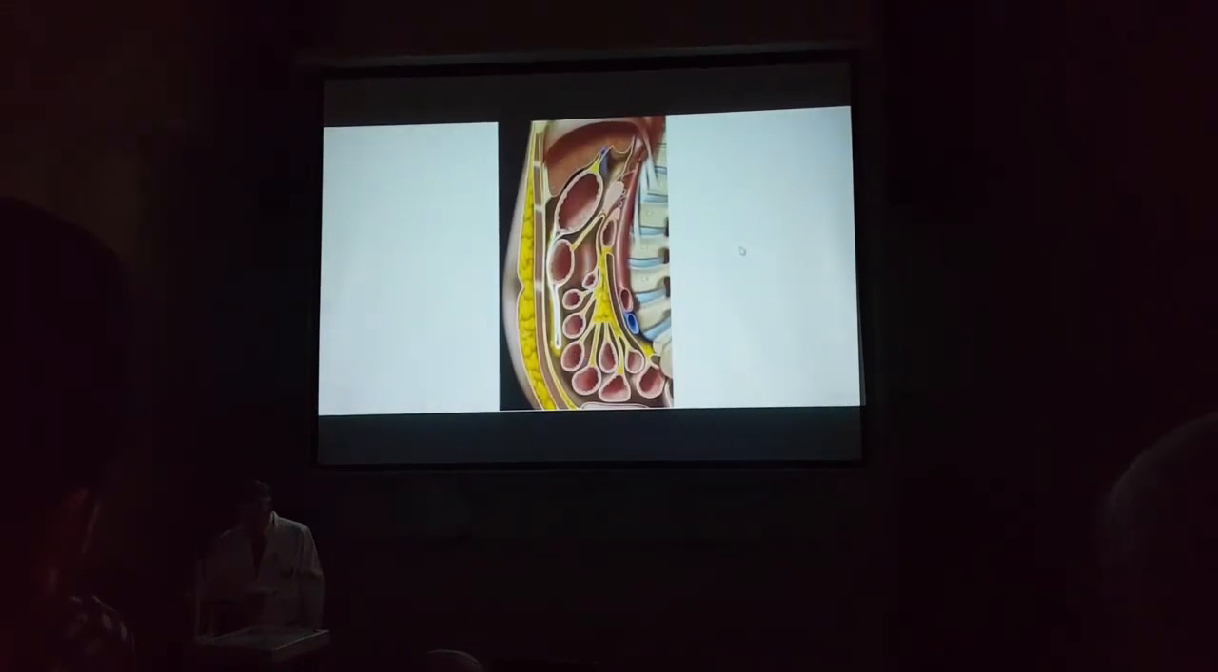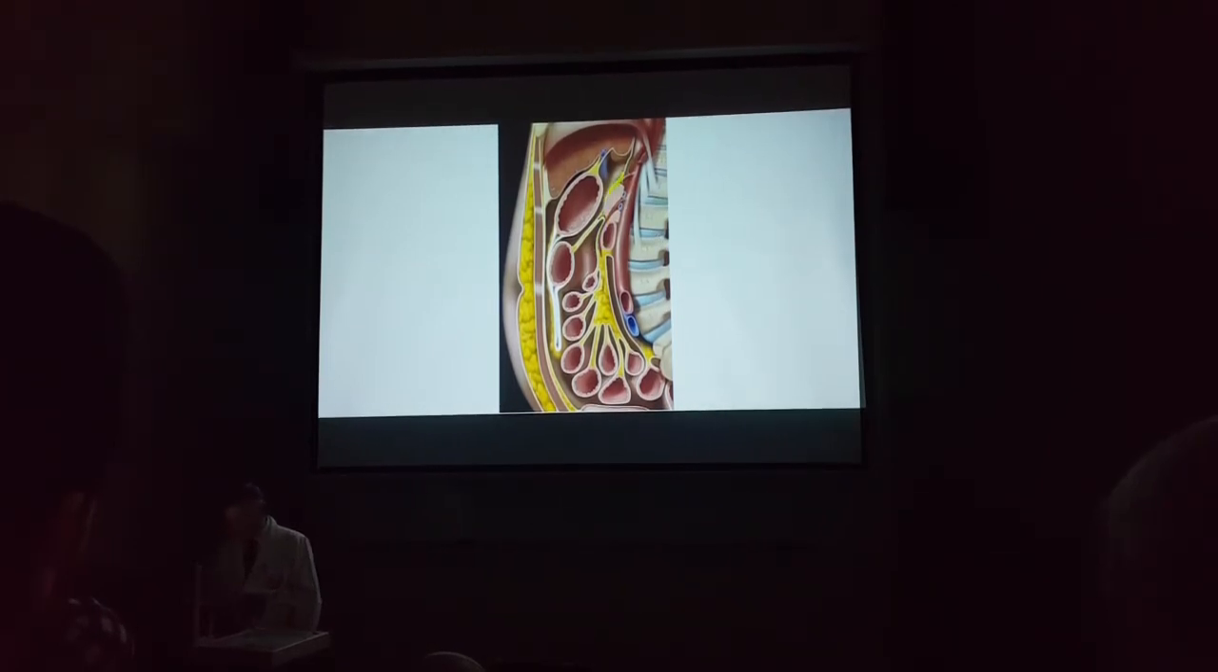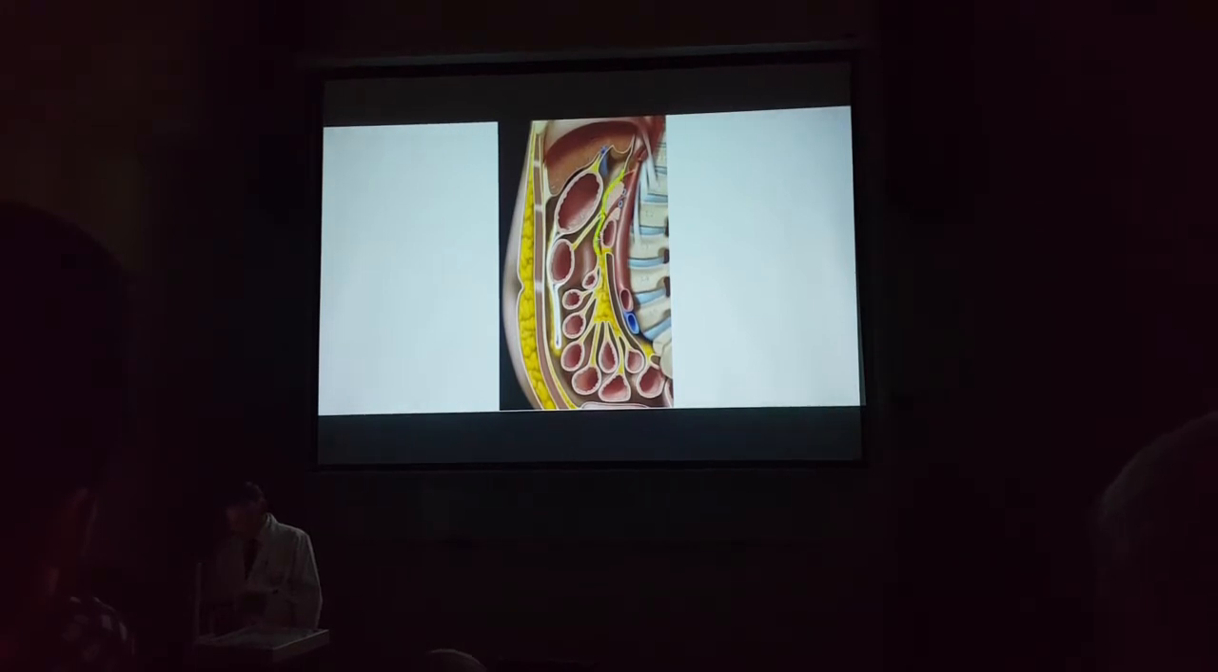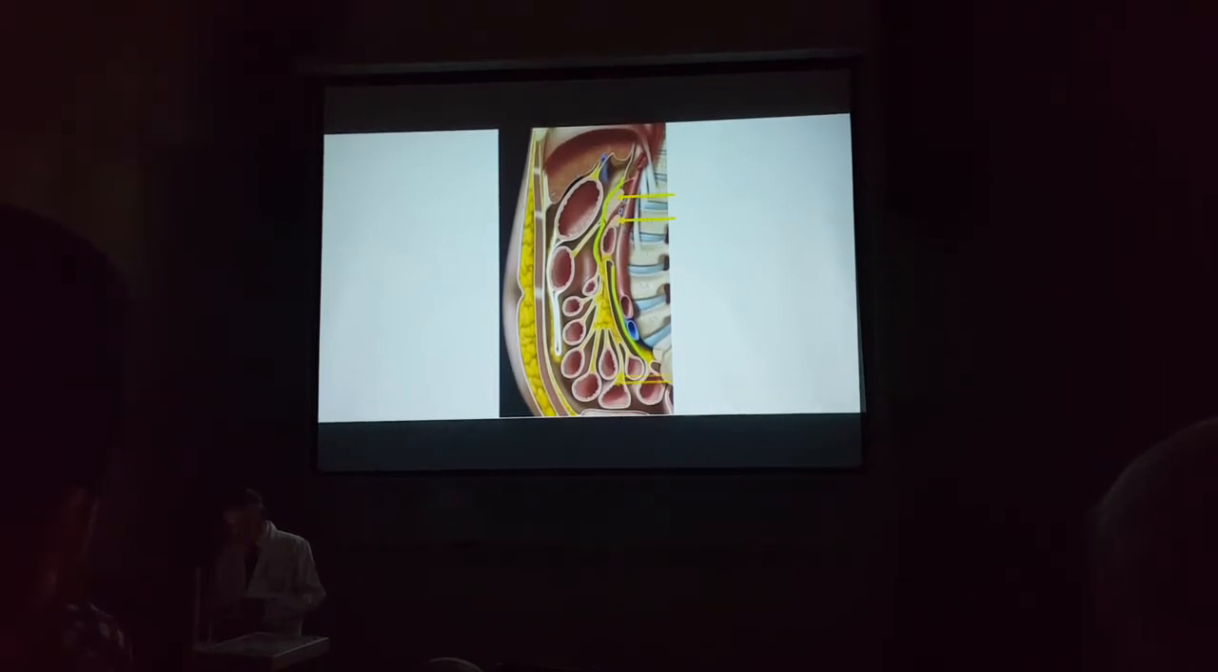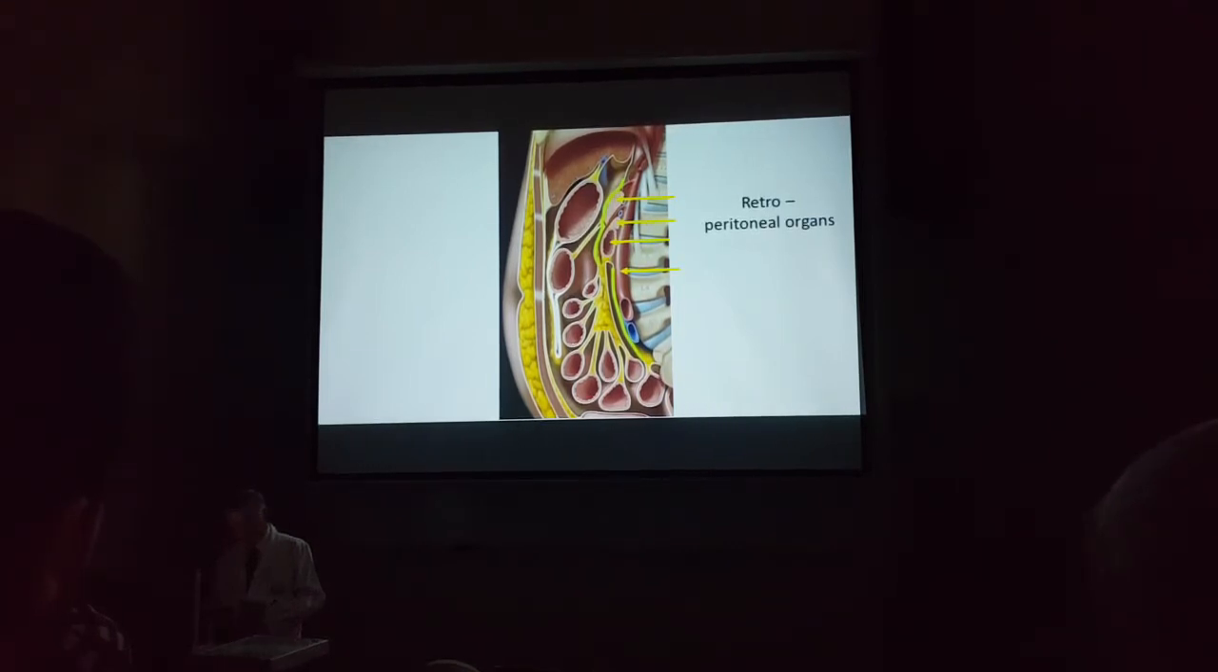So let's come to this drawing. Here is the peritoneum of the posterior abdominal wall. There are organs in front and there are organs to the back of the peritoneum. The organs to the back of the peritoneum are called retroperitoneal organs.